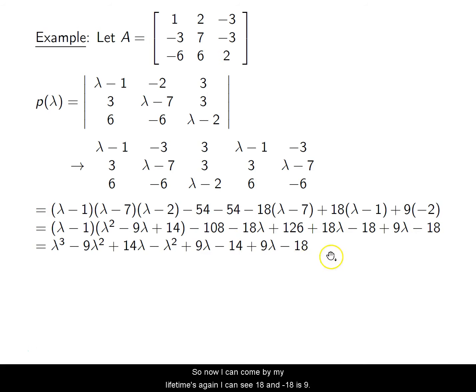So now I can combine my like terms again, right? You see 18 and minus 18 is a 9. Then the constants also kind of clear themselves out a little bit. So condense this down again, combining my lambda squares, my lambdas, and my constants. And I come down to this polynomial.